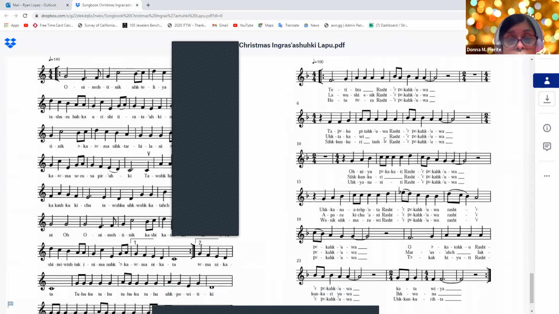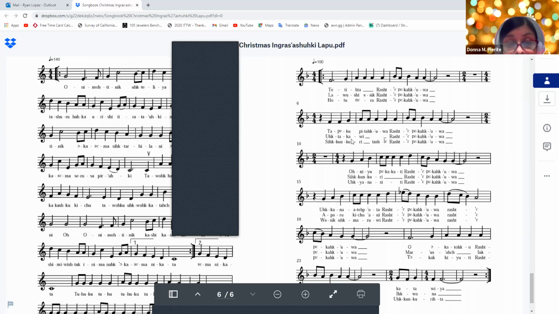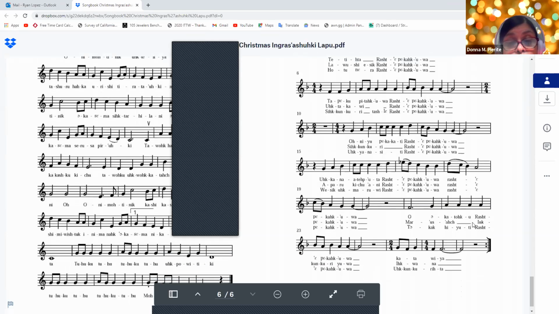Te titan rashti pekakuan, tapeku pitakuan rashti pekakuan, oni you pekakati rashti pekakuan. Ukana te puta rashti pekakuan rashti pekakuan. O katok rashti pekakua katawia.